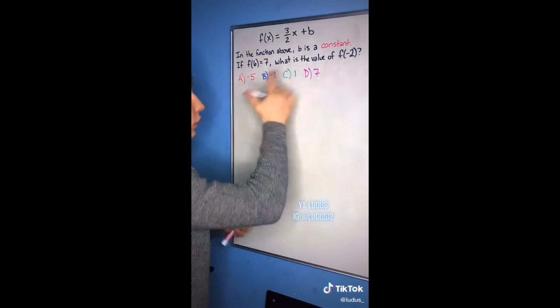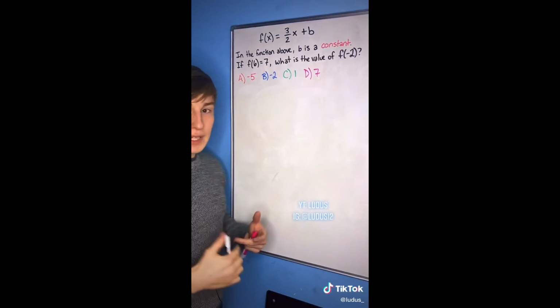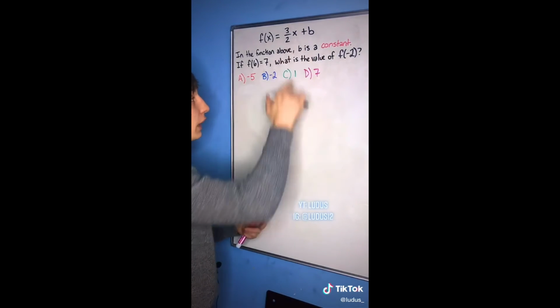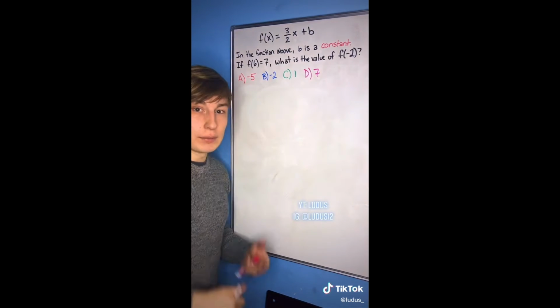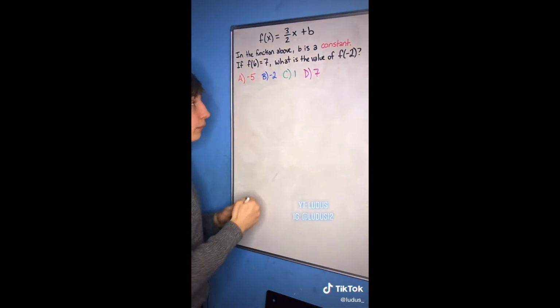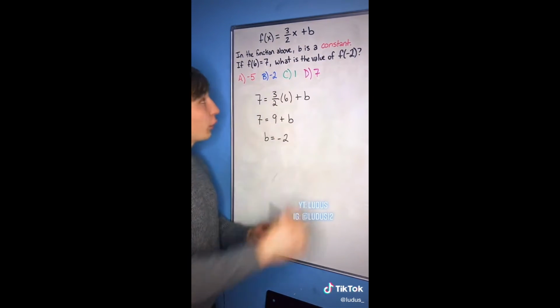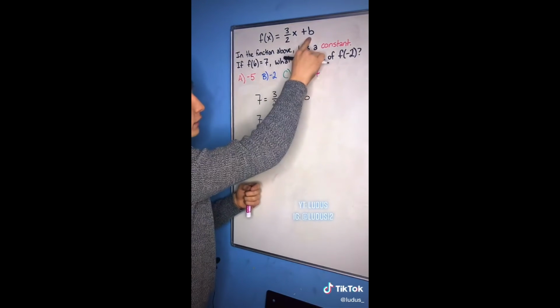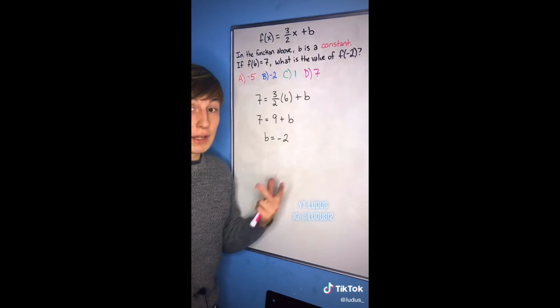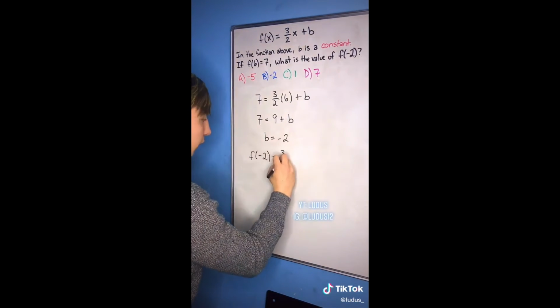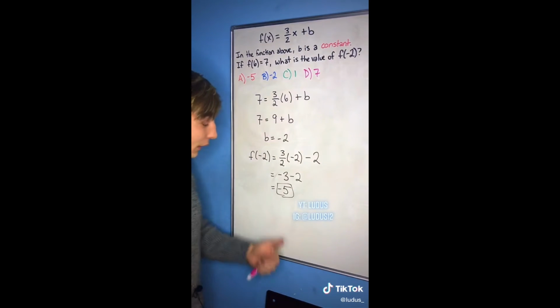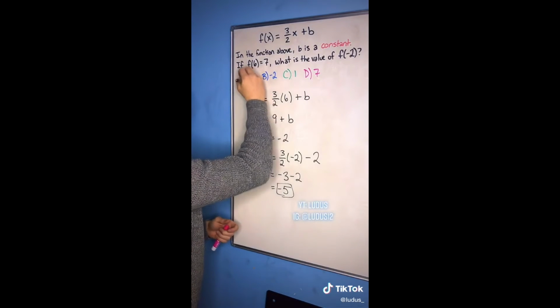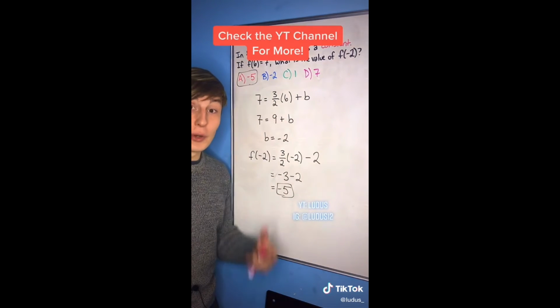Now to actually start solving this problem, we need to find out what b actually is so we can plug in negative 2 for x and get a number for an answer. So let's do that by plugging in this point. So in plugging in this point, we got that b is negative 2. And now let's plug this into this equation and then find f of negative 2. In doing that, we get an answer of negative 5, which is choice A. All right, so I hope this helped.